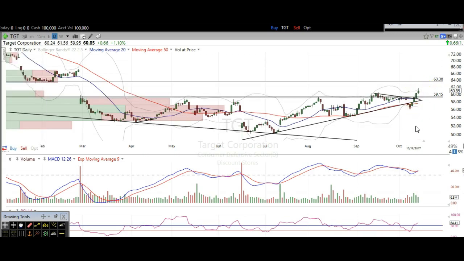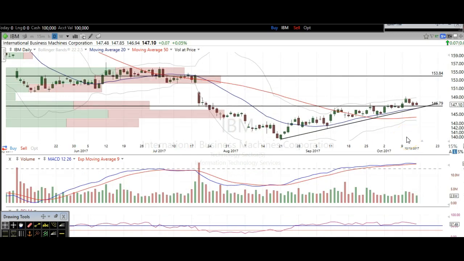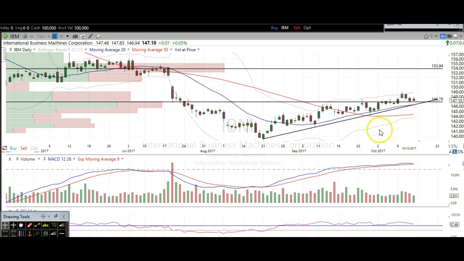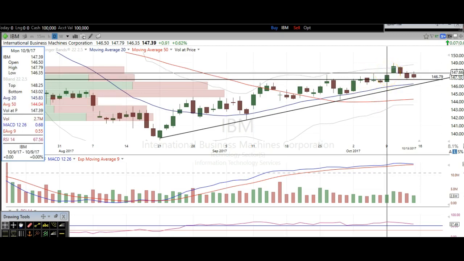The next one we're going to cover is IBM. And IBM, this is looking constructive. Right here we've got some nice levels to play with. All right, so we've got this clean resistance level right here. Started there, rejection there, rejection there, rejection here for a few days in a row until we finally broke over it right here on the 9th.